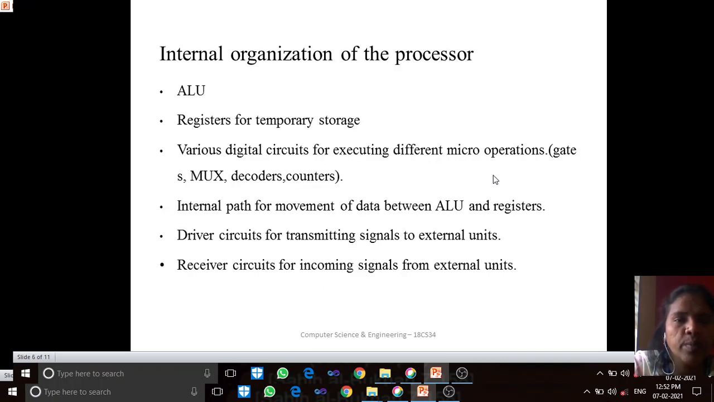Now, the organization of the processor consists of, as I told you, the ALU, registers, and various digital circuits like mux, decoder, counter, gates. Along with that, you have the internal path for movement of data between the ALU and registers. The vertical line you saw is the internal path of the bus for movement of data. Then there are driver circuits and receiver circuits. The driver circuit transmits signals from the internal units to the external units. From external to internal, it is the receiver circuit.